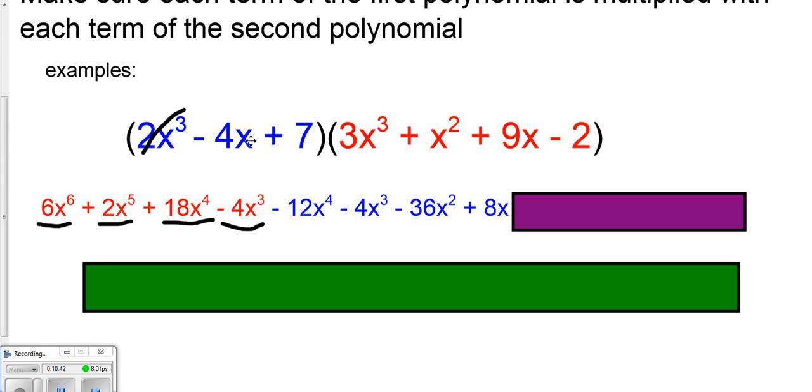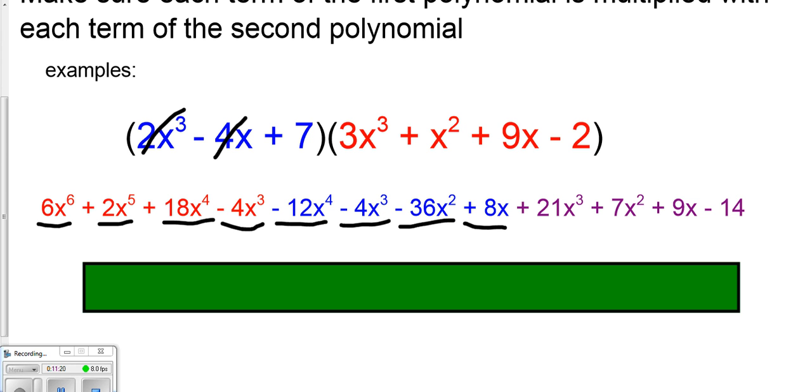Negative 4x times 3x cubed. Negative 4 times 3 is negative 12. X times x cubed is x to the 4th. Negative 4x times x squared is negative 4x cubed. Negative 4x times 9x is negative 36x squared. X and x is x squared. Negative 4x times negative 2 is positive 8x. Two negatives multiply to a positive. 4 and 2 make 8. This one is done now.